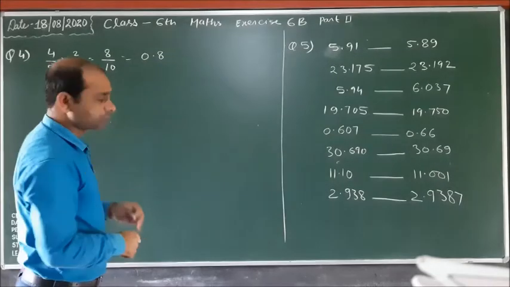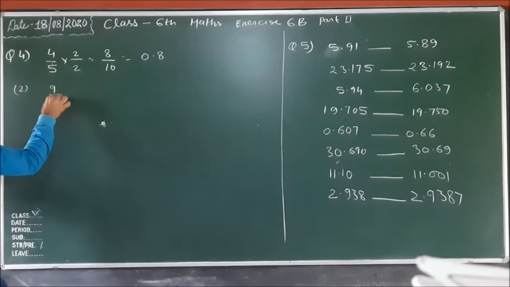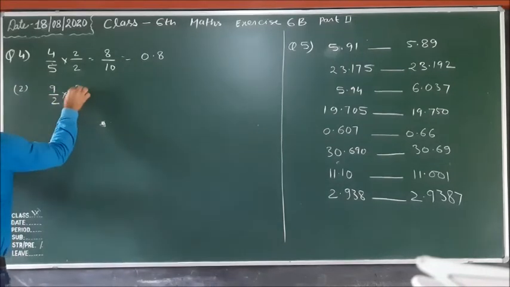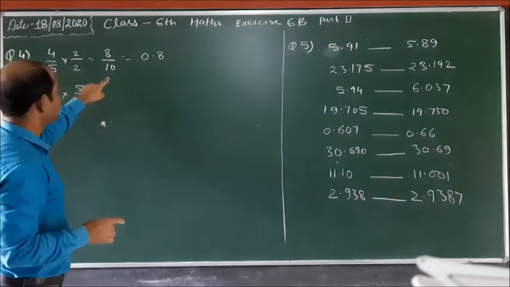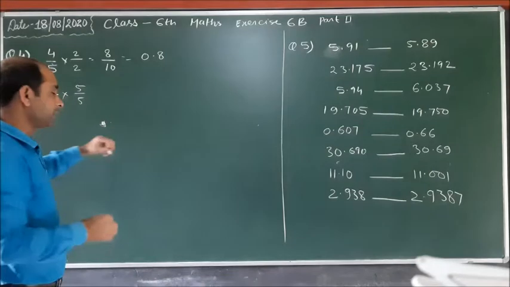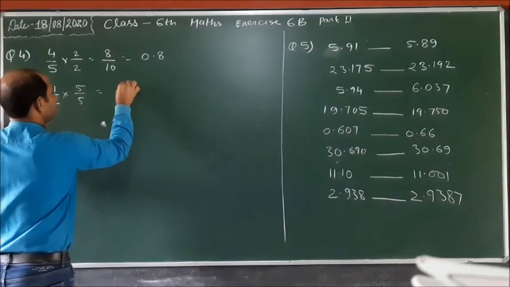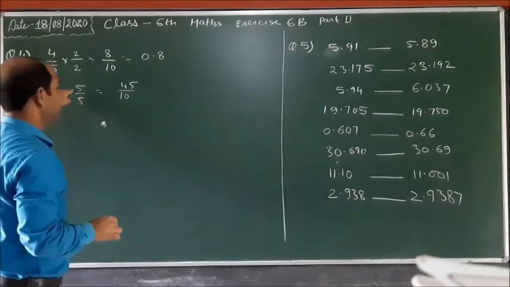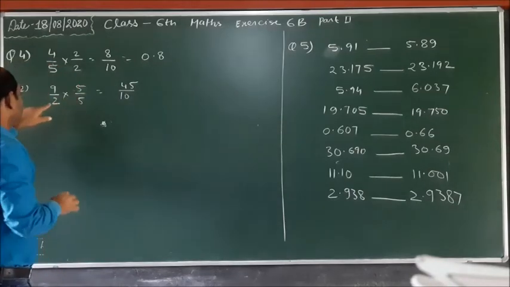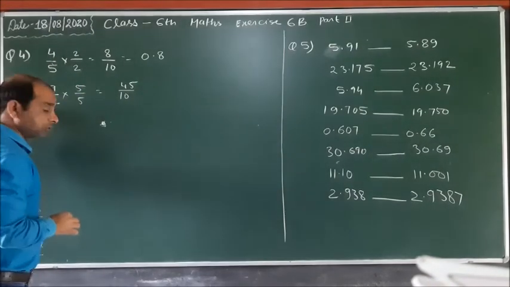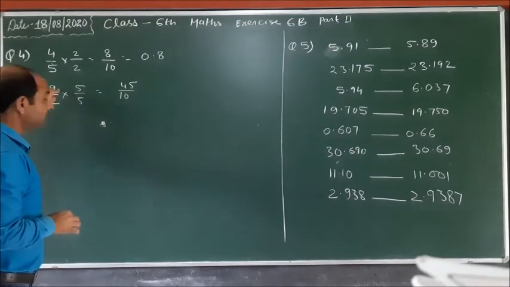Now the second question, 9 upon 5. Here we multiply by 2. If we multiply 5 by 2, then the denominator is 10. So 9 times 5 is 45. Why do we multiply the numerator too? Because if we multiply the denominator, then we multiply the numerator.